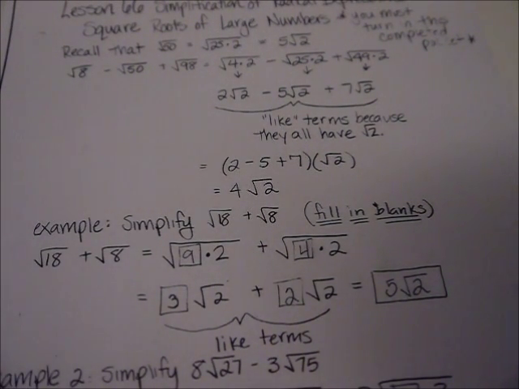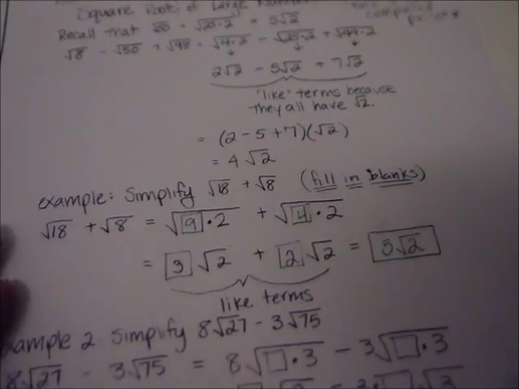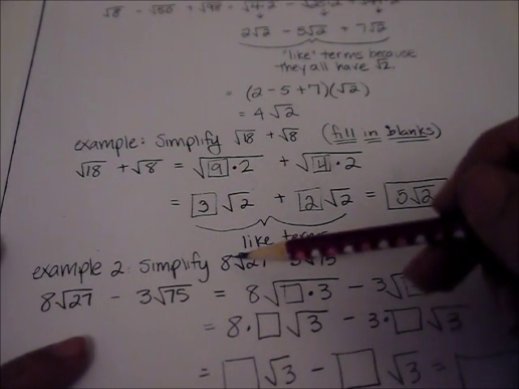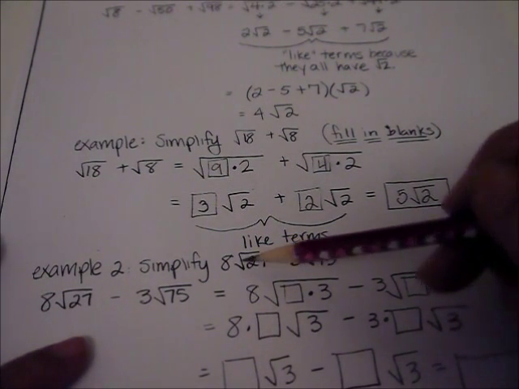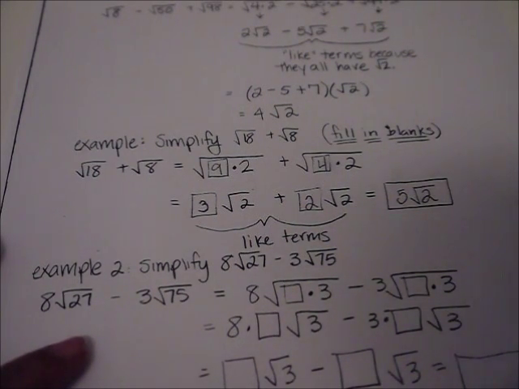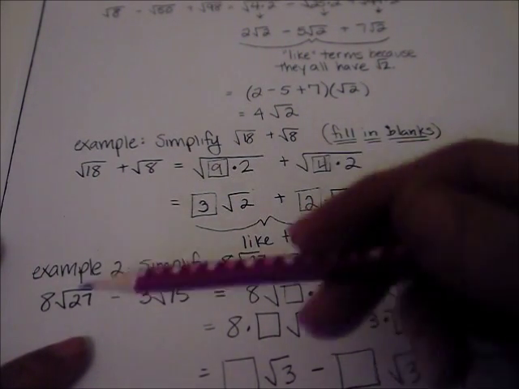Okay. See? Is any part of you enjoying this at all? I sure hope so. All right, now we have simplifying 8 root 27 minus 3 times the square root of 75. All right, so there's a lot of boxes, a lot of stuff going on.